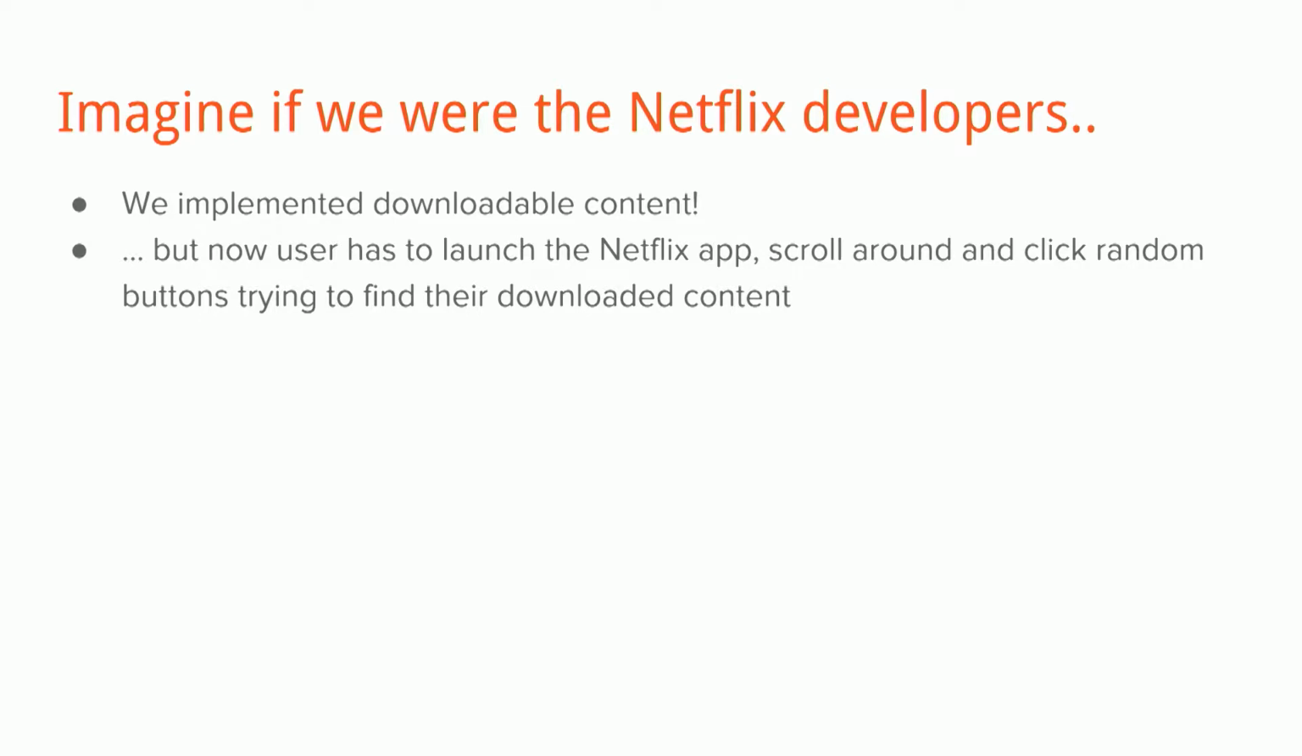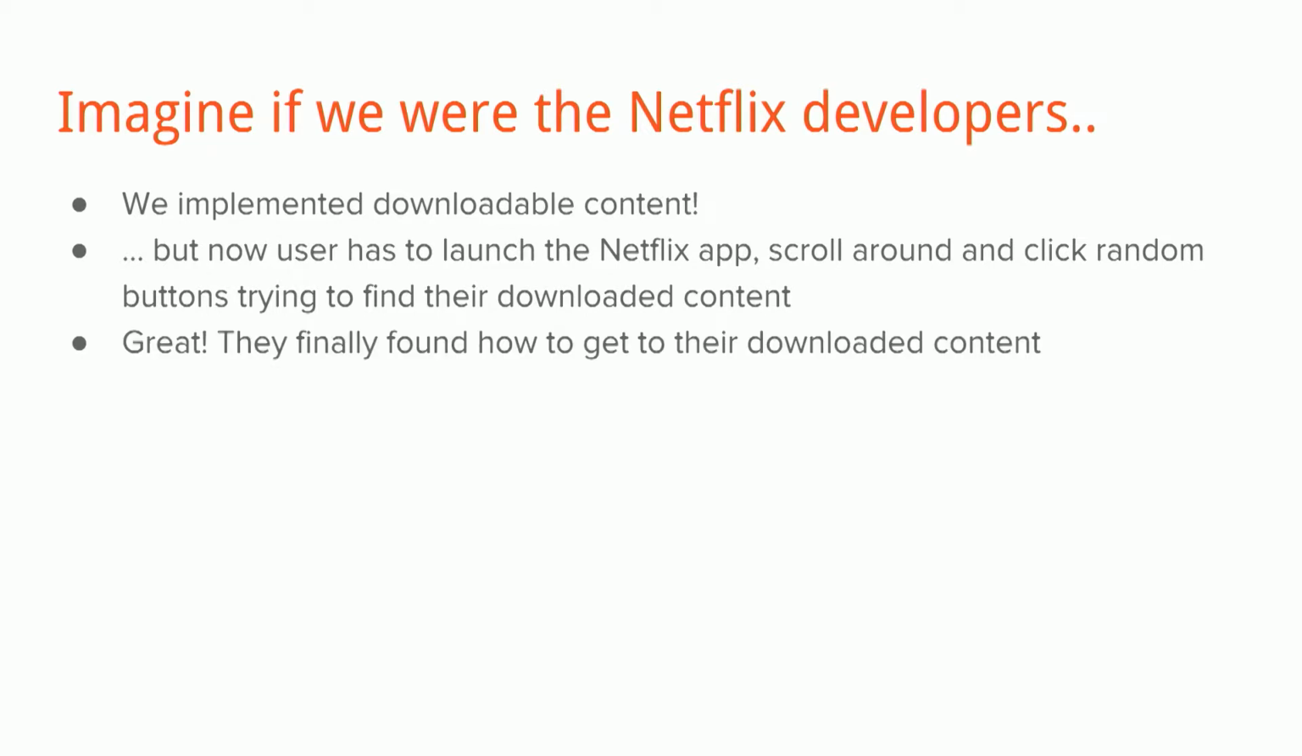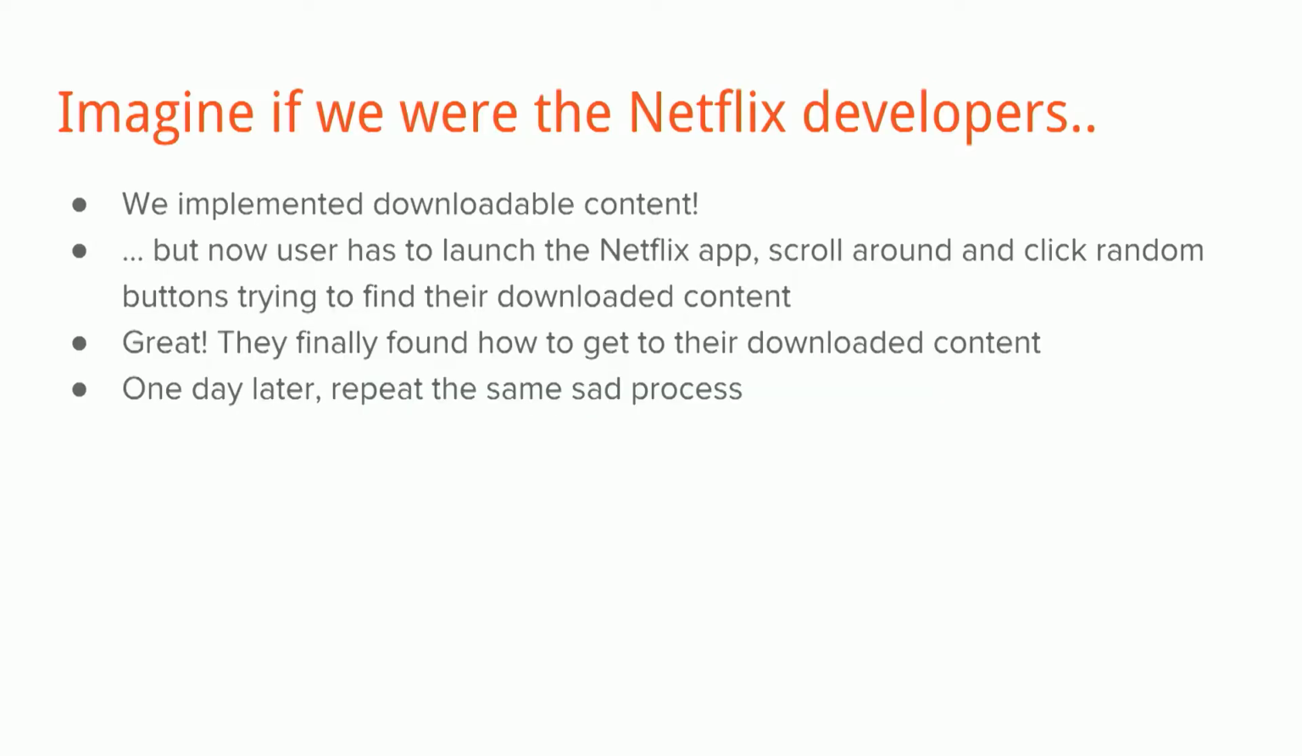But now, I remember the first time I tried to find my downloaded content, it was so incredibly difficult. I had to open the app, I had to scroll around a bit, and then click random things before I finally found what I was looking for. And then a day later, I would try to go back and find my downloaded content, and I have to go through the same process of clicking around, scrolling around, trying to do something that I already did before but forgot how to do. So this would be a great example of when we could implement shortcuts for our users that takes them into the downloadable content within one click, right?